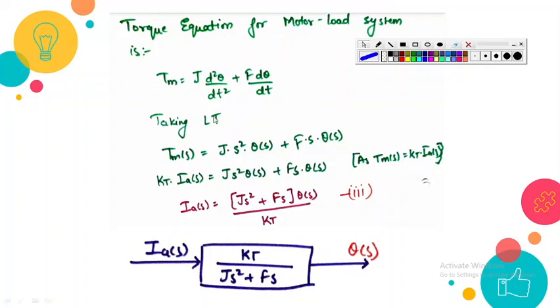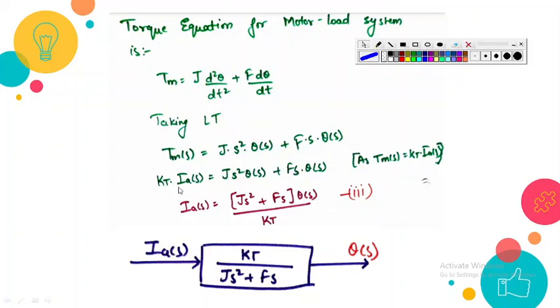So we can establish the equation that Tm will be equal to J d square theta by dt square plus f d theta by dt. Again, this is a differential equation, so in order to solve it easily, you take the Laplace transform of it. If you take the Laplace transform, the equation can be written as Tm equals J s square theta(s) plus f s into theta(s). And from here you can establish, you already know that Tm is nothing but Kt into Ia.